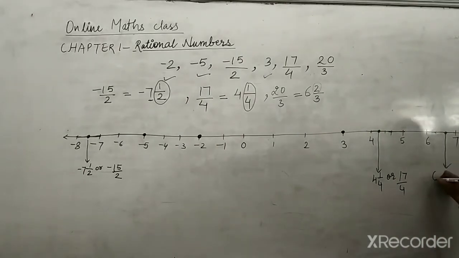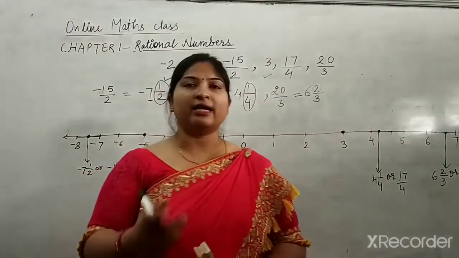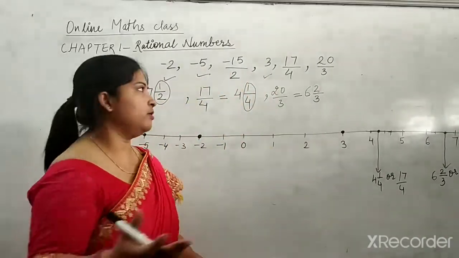This is my 6 whole 2 upon 3, or I can say this is my 20 upon 3. So beta, this way you can represent any number on the number line. It is, I think, very simple. Okay, so that is what we have done.